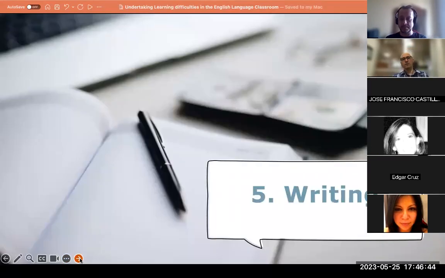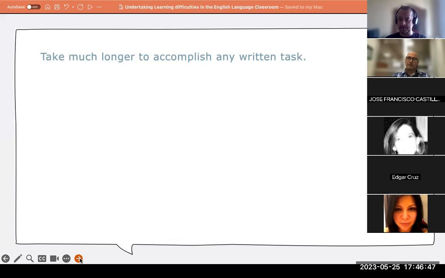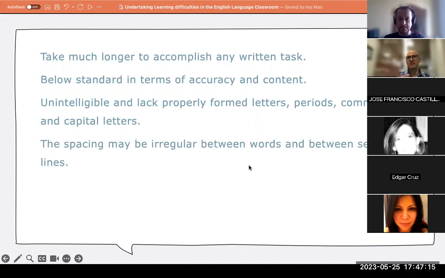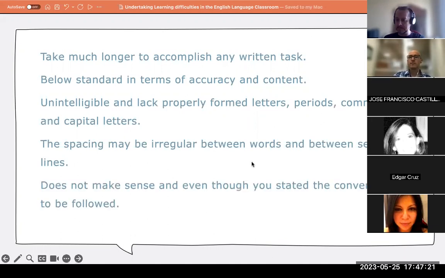Okay. Another area, of course, is writing. If you have them complete a writing activity, it's going to take them quite a long time. Okay. It's going to be a little under the standard. Perhaps it may be unintelligible. Maybe it will have letters that are not properly formed. Perhaps they even miss completely periods and commas, capital letters. Okay, this is very common. The spacing between their letters and their words is quite irregular as well. Okay, and it may not make sense.